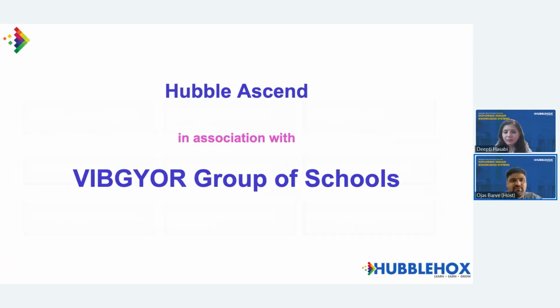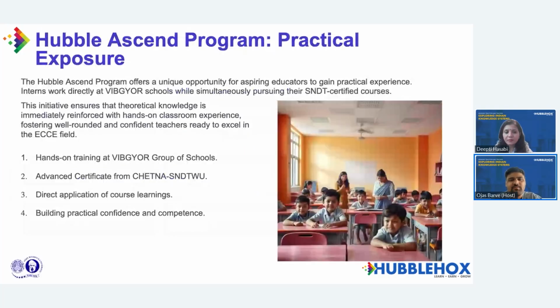At the same time, for all of you, we have taken up this initiative called Hubble Ascend, which is basically like a learn while you earn sort of an opportunity, where you work closely with our partners, that is Vibgyor group of schools. You work for 1 year, you will be given a scholarship and a complete program of SNDT which is worth 20 credits for the year, and at the same time you do the program and gain the practical exposure for 1 year in the schools, at the same time earn a stipend. Okay, so that's another initiative that we have taken up.